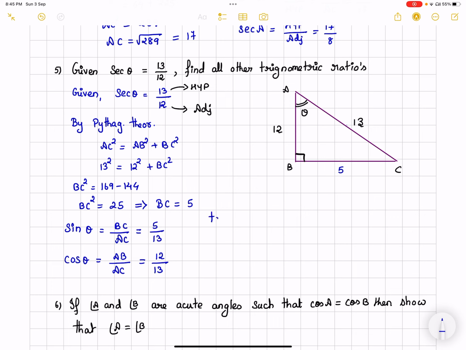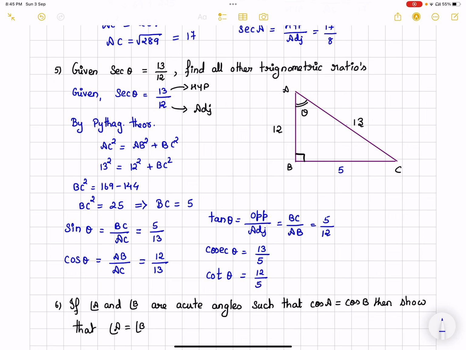And then tan theta is equal to opposite divided by adjacent. So opposite is BC divided by AB, which is 5 by 12. And then cosecant, which is the reciprocal of sine, 1 by sine. So it's going to be 13 by 5. And then we have secant, which is already given, so I'm not doing that. Then we have cot theta. Cot theta is nothing but the reciprocal of tan. So it's going to be 12 by 5.